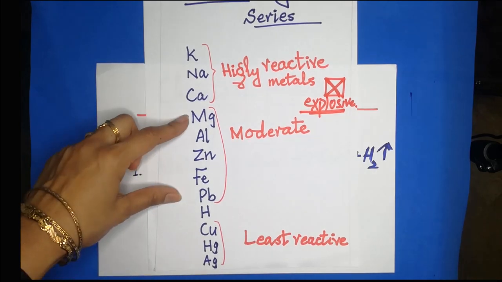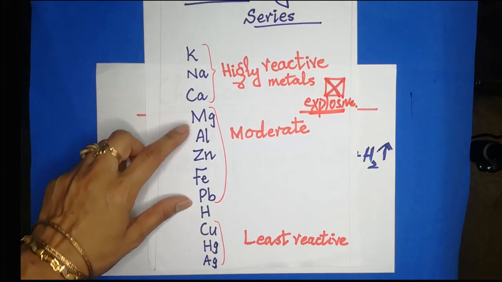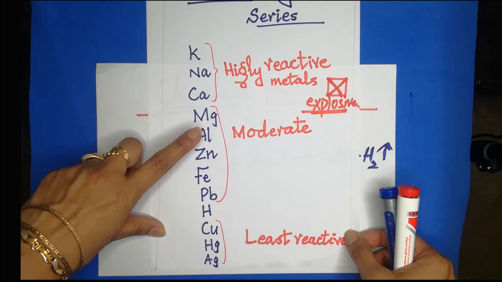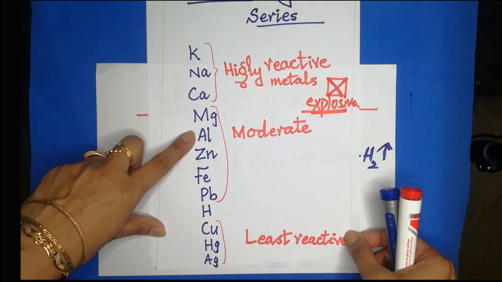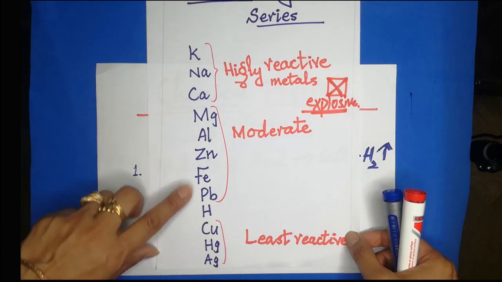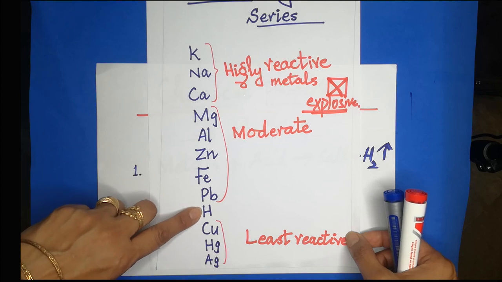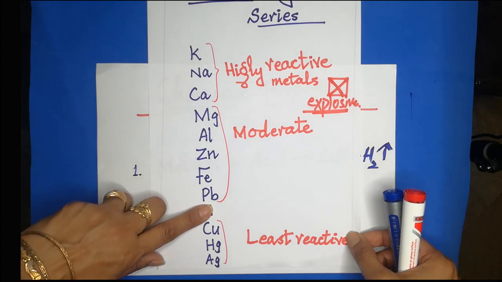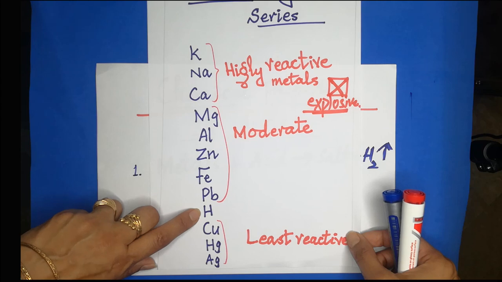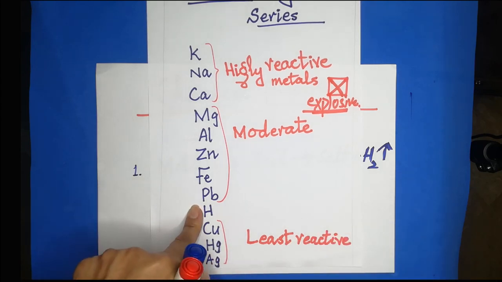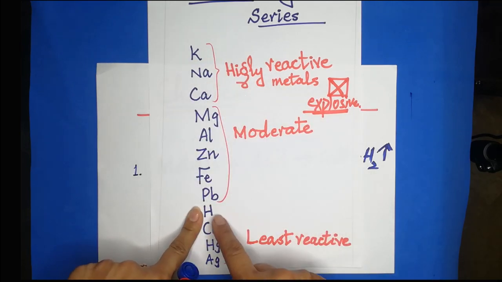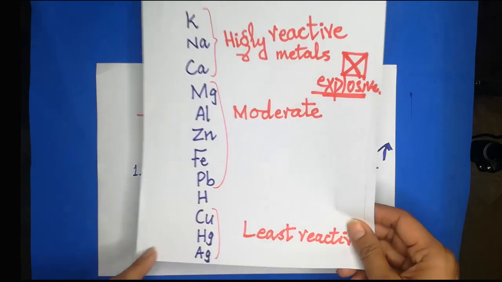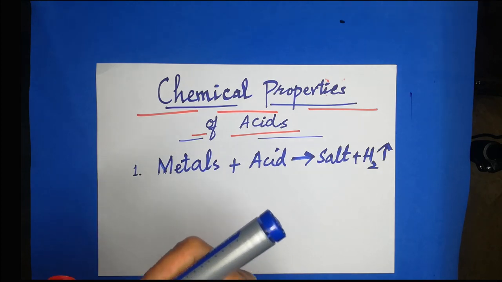Whereas moderate metals react with the acid, with a little exceptional case with lead. Aluminium reacts with acid, but because of the presence of an oxide layer on aluminium, it does not react with dilute acids easily. Acids contain hydrogen ions. Without hydrogen ions, acids are not acids. So in solution, when hydrogen ions are present, the above metals can easily react with dilute HCl or dilute sulfuric acid. Now we are going to see how these reactions take place.